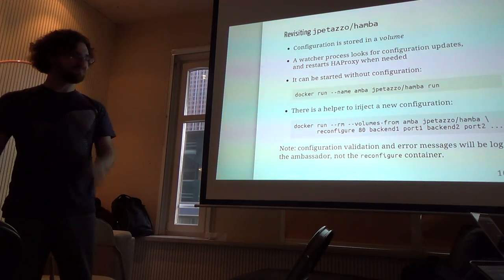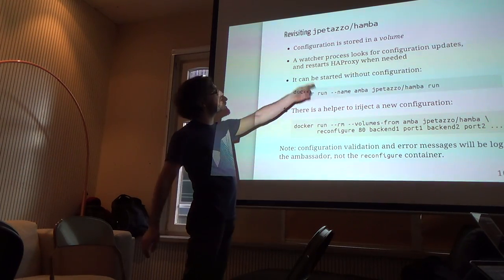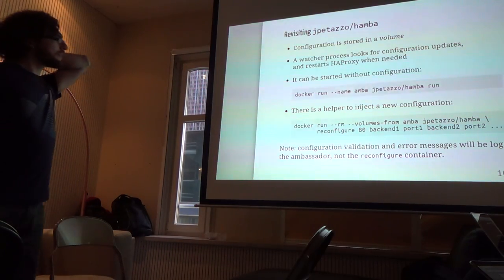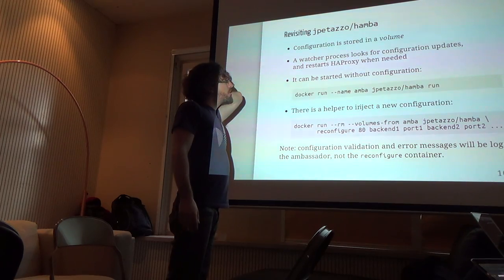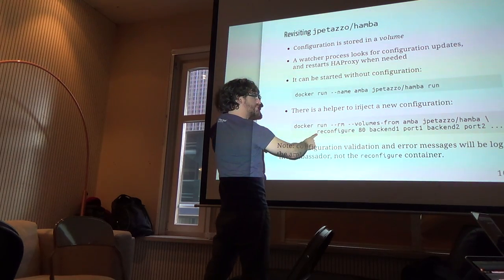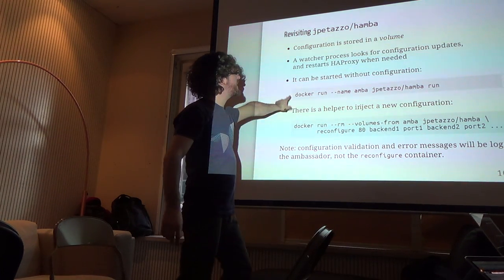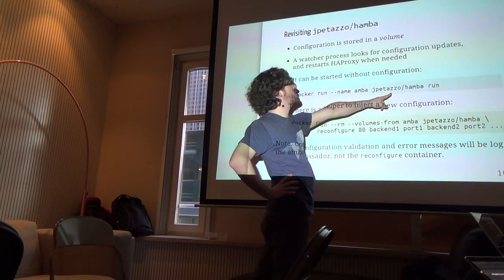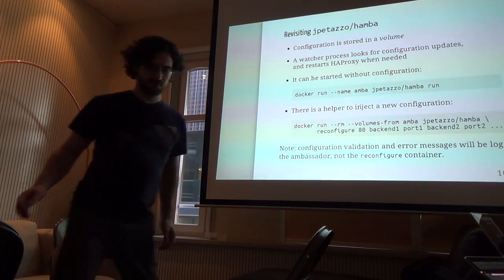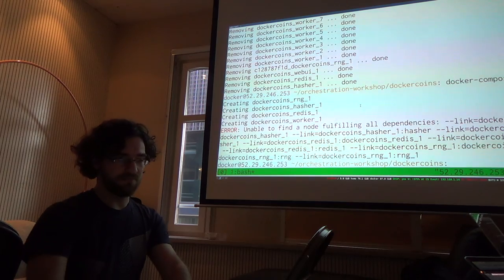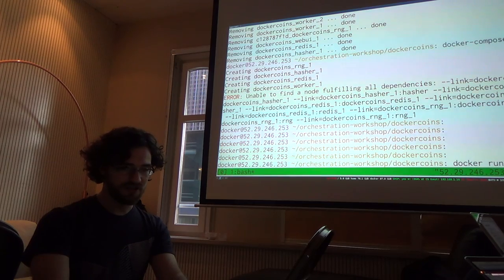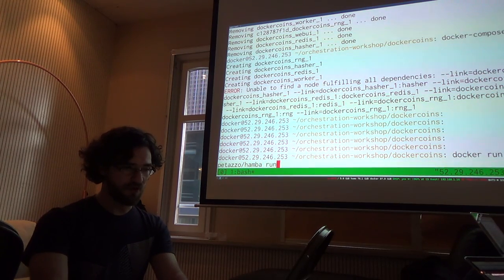So we will continue to use the HAProxy ambassador thing from before, because in fact it has dynamic reconfiguration abilities, and when you want to reconfigure it, all you have to do is to start a new container with volumes-from and pass the reconfigure option. In other words, let's say I start this ambassador called EMBA. So at this point, it starts without the configuration. I will demo that. That will be simpler. So I do docker run --name EMBA -d jpetazzo/hamba run.